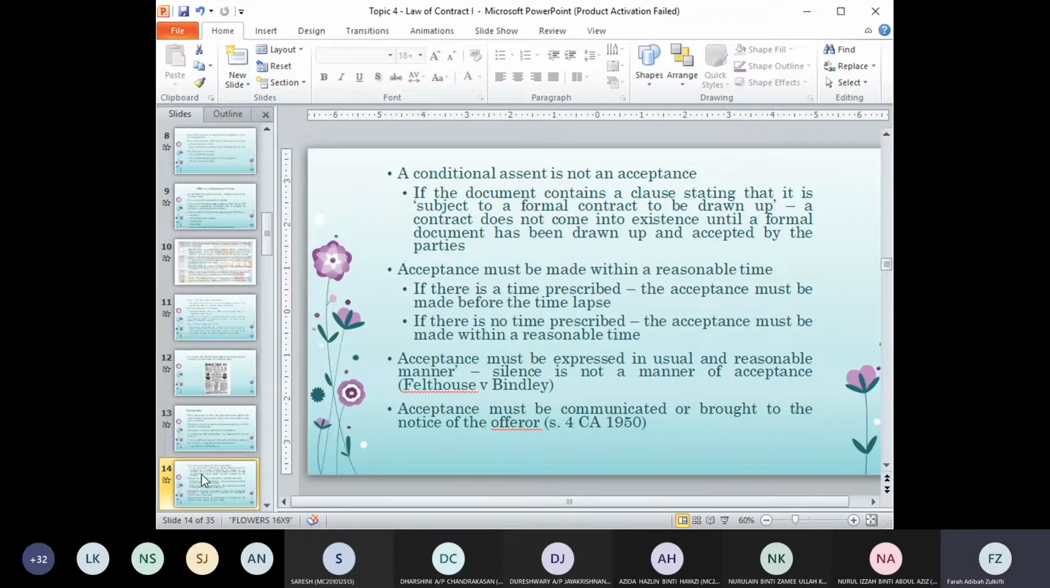For example, the document contains a clause which states that it is subject to a formal contract to be drawn up. Maybe you are discussing selling a house, but you still state in the document that it is subject to a formal contract to be drawn up. It means that the document cannot be enforceable until a formal contract is signed. Okay, so that is what we say.